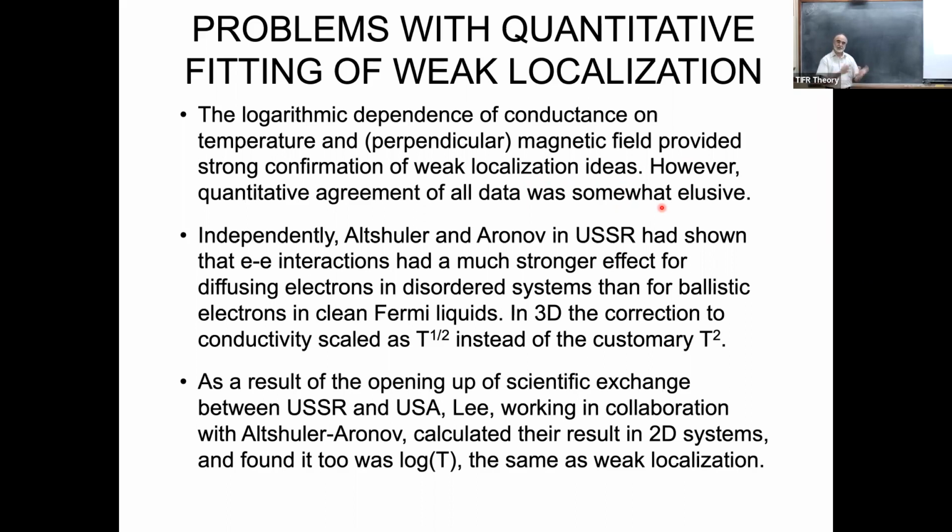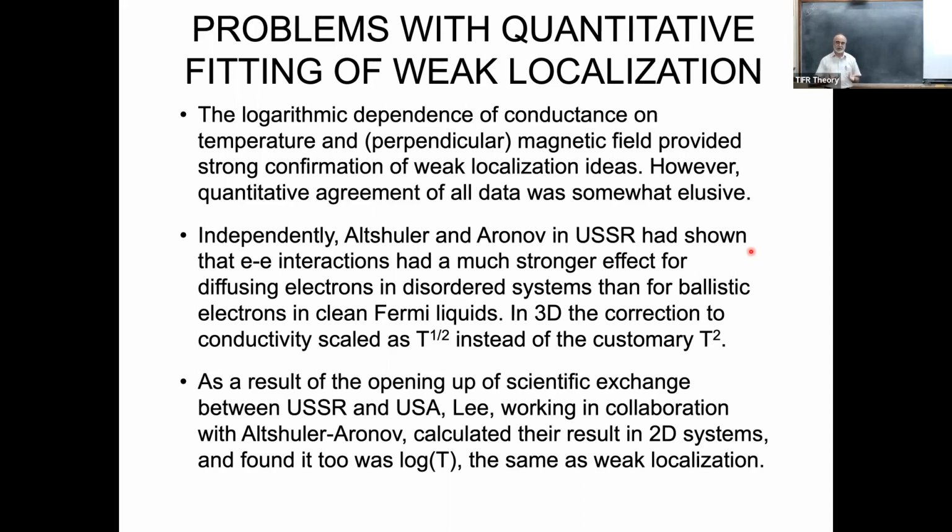Now, what had happened was, of course, the scaling theory of localization was happening here, but in the Soviet Union at that time, we are talking about the late 70s, early 80s, before the Soviet Union broke up, and there was not much communication between the West and the Soviet Union. But there was a calculation due to Boris Altshuler and Aronov that showed that electron-electron interactions in disordered metals have a much stronger effect than in clean metals.